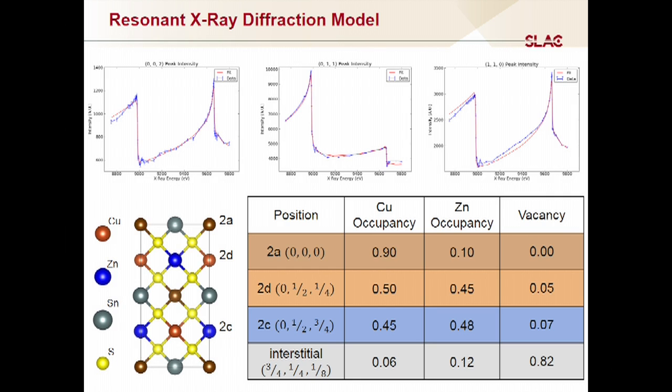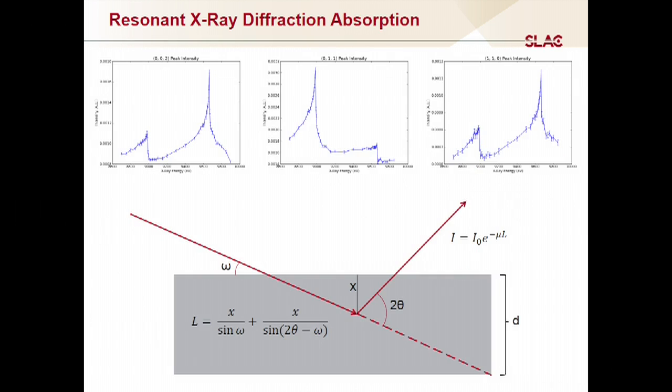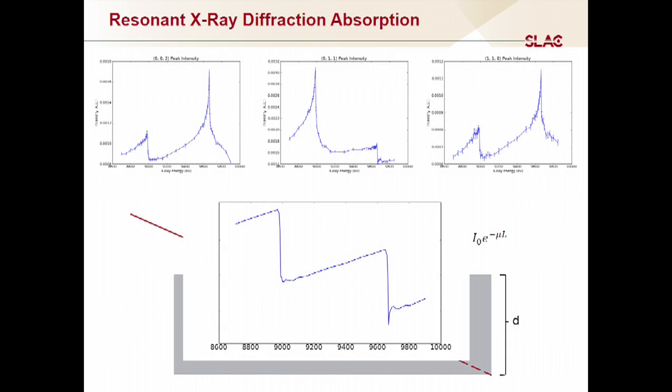And so if you actually model it, you can fit these curves, you can fit the peak intensities as a function of energy, and you can refine the occupancy of the copper and the zinc on the different sites. And this is something that you wouldn't be able to do if you couldn't tune the energy. So that means that this is something completely impossible on a lab source. You really need a synchrotron to do it, and you need a tunable beamline. This is just the absorption correction.